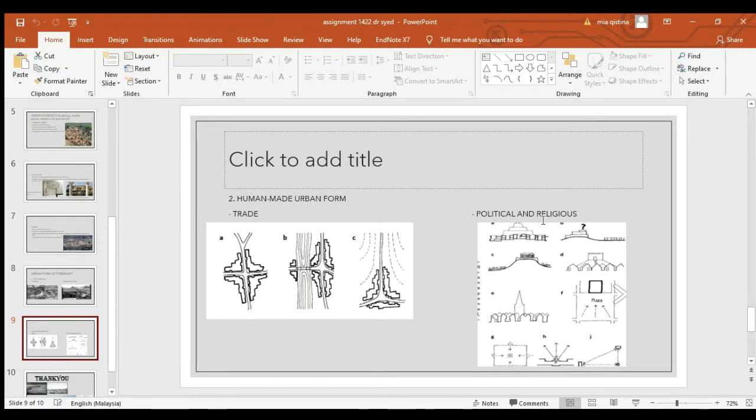Then I have political and religious, which is A. It was a typical Sumerian city, a ziggurat. B. It was a Harappan city. C. An ancient Greek city. D. Was a Norman castle. E. Was a church in a medieval European village. F. Was a church in a Latin American city. G. It was a royal statue square.